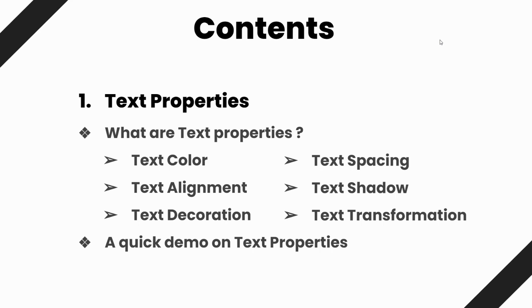So, mind you, in the course of this lesson, some of these properties are not actually properties, for instance, the text color and the text alignment. These two are actually a compound name for some other properties we'll be seeing. And after this, we'll have a quick demo on how each of these properties work on VS Code.